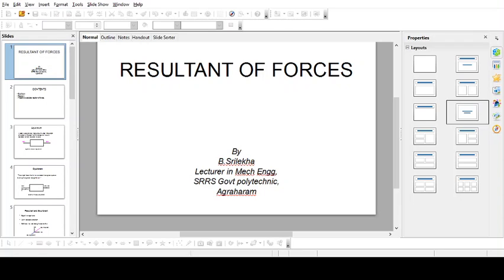So here we have taken a representation where a block is applied by a force of 50 newtons on the left side and a force of 50 newtons on the right side. On both sides the loads are equal, so the body will be in an equilibrium state. Say I am applying 100 newtons on the left side and 50 newtons on the right side. What happens? Since the effect of force is higher on the left side, the body will tend to move towards the right side.